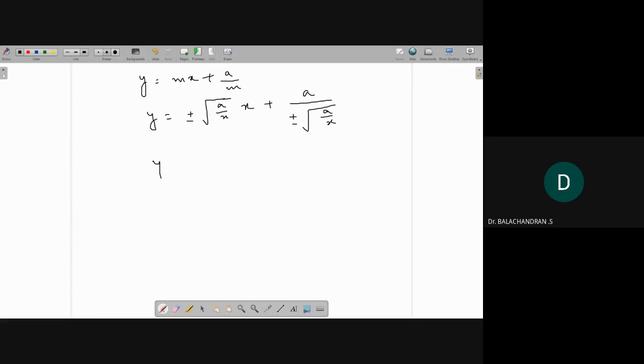So if you simplify this, you'll get y equal to plus or minus root, here you have root x, you have x, so root a x. So this is also plus or minus. Here have a, here have root a, so root a, and here have x, so root x. If you simplify, you'll get root a x. So y equal to plus or minus 2 root a x, or y square equal to 4 a x. So this is an envelope of equation 1.